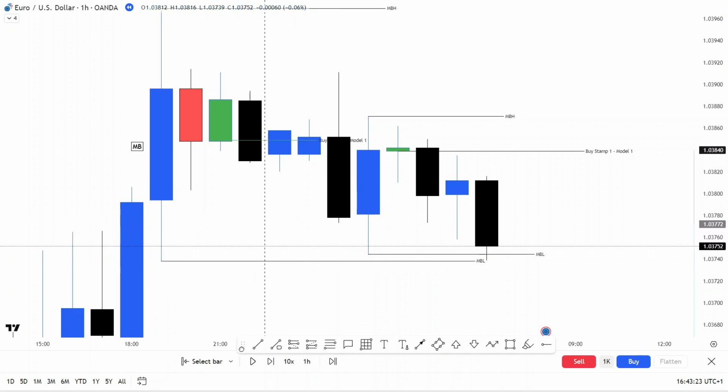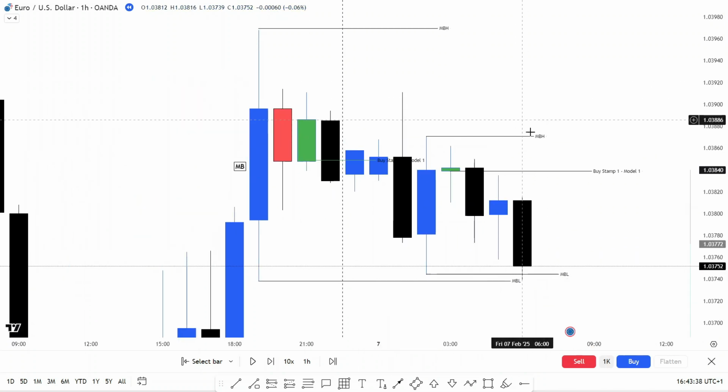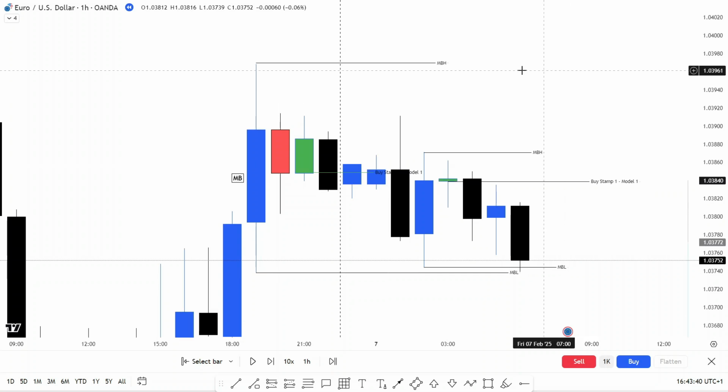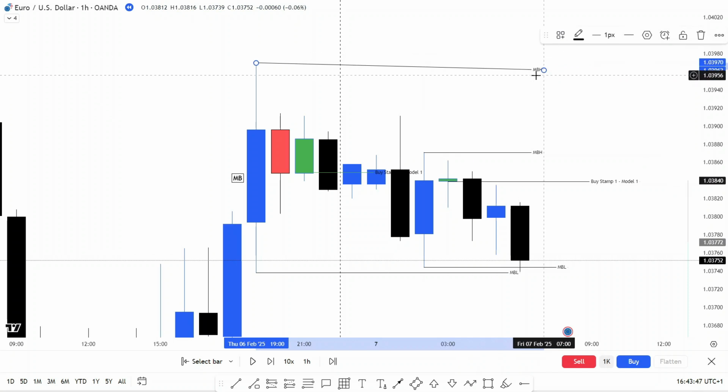So we want to see price actually buy from here. So you might say, why are we expecting price to buy from here? I already explained, right? So this is a buy stamp. We expect that price will come to the downside, take liquidity before taking the high. So where are the highs? Where is our draw on liquidity? So automatically this mother bar high becomes our draw on liquidity.